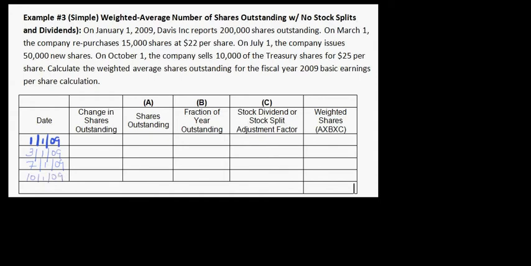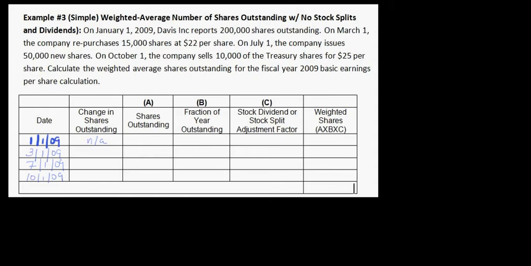So let's see, we have the first day of the year, 1/1/09, then March 1, 09, there's an event. On July 1, 09, there's another share-related event. October 1st, and that's it. So when we go to 1/1/09, obviously the change in shares doesn't matter. So now we're going to fill out column A and look for the shares outstanding. So on each date there's a share-related event.